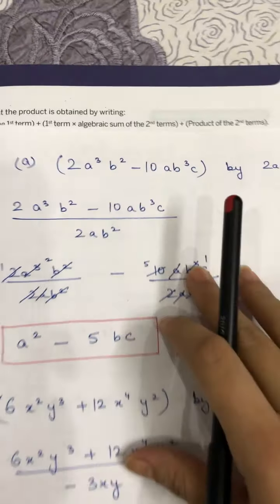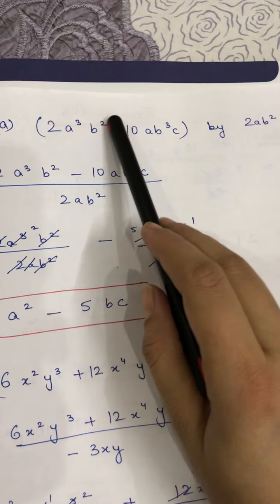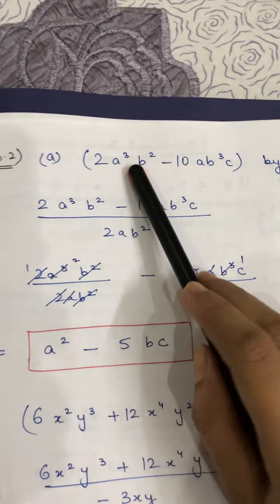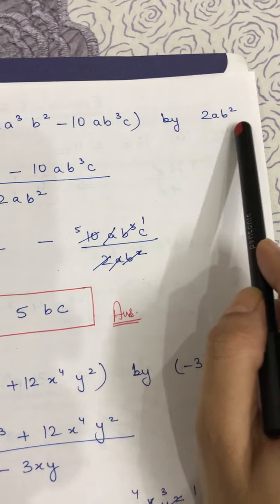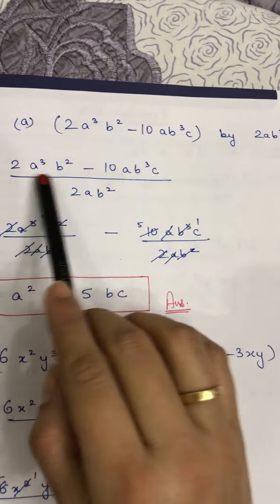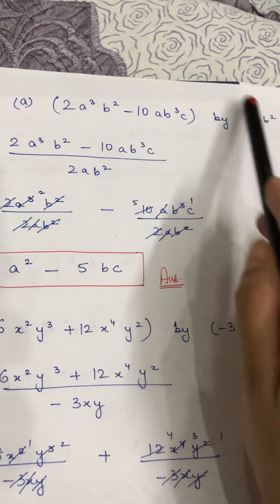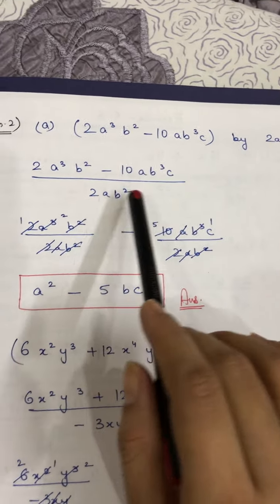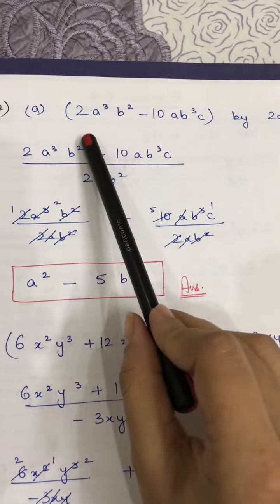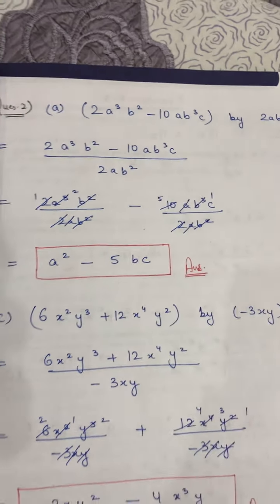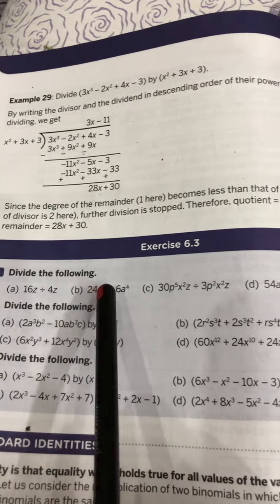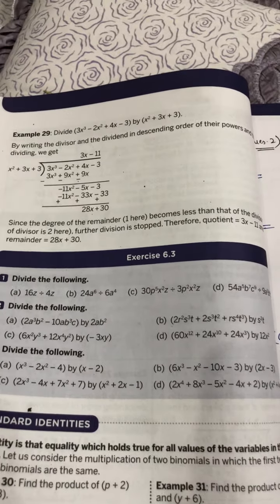Let's start with the A part. A part is 2a³b² minus 10ab³c divided by 2ab². Write down the first expression here, and the second expression, by which you have to divide, at the denominator. This is a binomial. In the first question, the first term was a monomial.